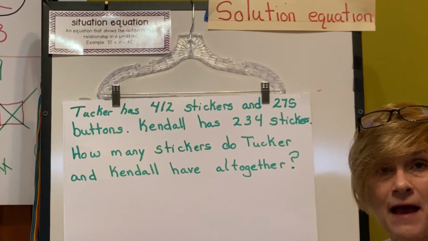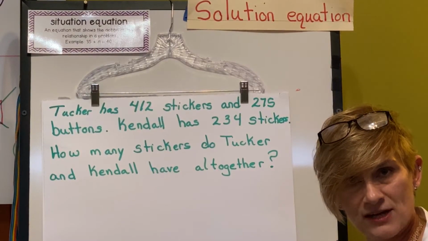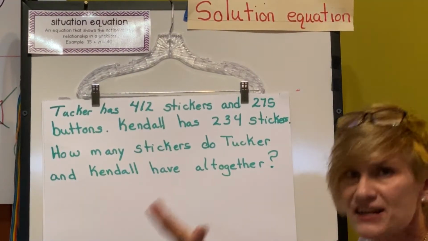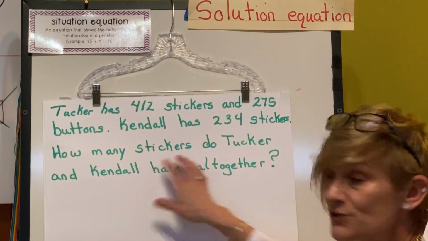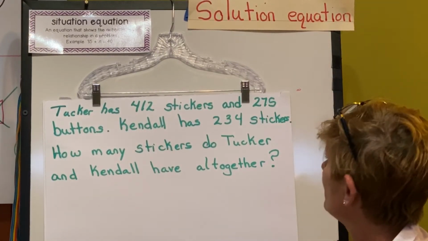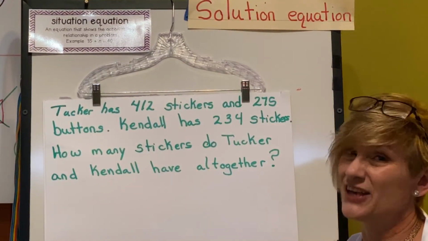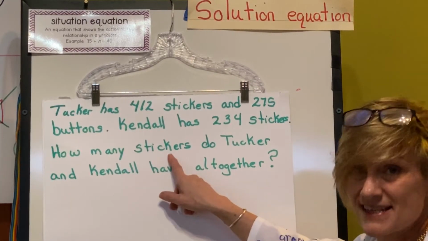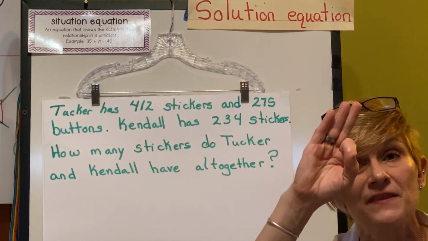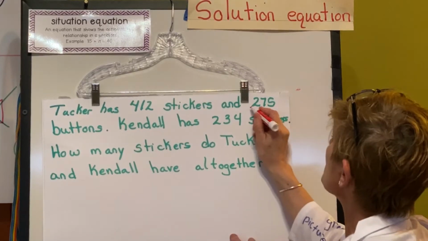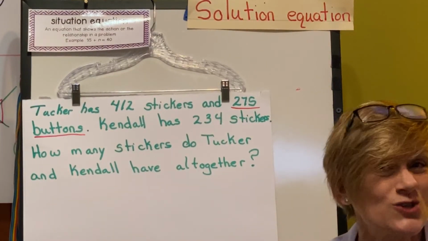Did you notice something in that problem? I hope some of you thought, is there extra information? Do you know where that extra information is? We're asking how many stickers do Tucker and Kendall have? Do I care about the 275 buttons? No. Because we're not asking how many buttons and stickers. We're just asking about, that's right, we're asking about the stickers. So this part, this 275 buttons, that is extra information. So I'm not going to be using it.